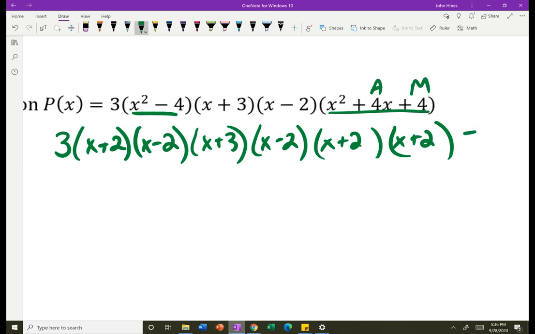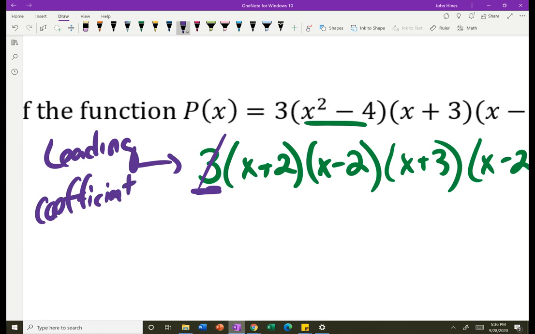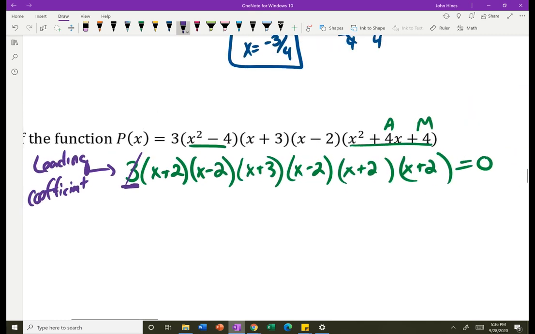So if I want to find the zeros, I set it equal to 0. 3 doesn't give me any zeros. 3 is just a number, so he's useless. This is called the leading coefficient. The leading coefficient there is useless. It affects the graph of these polynomials, but it doesn't actually affect the zeros.